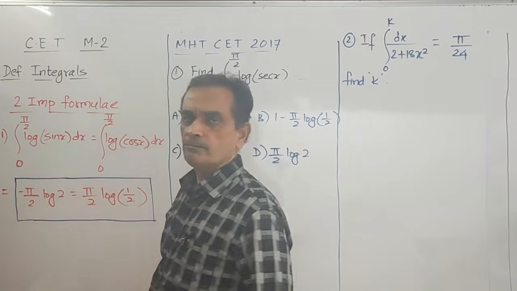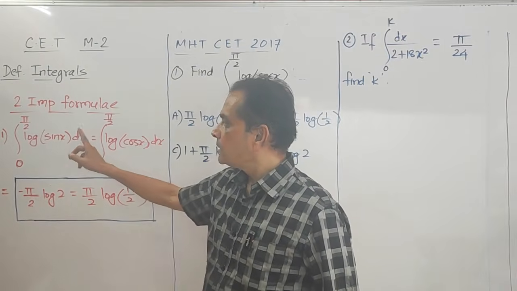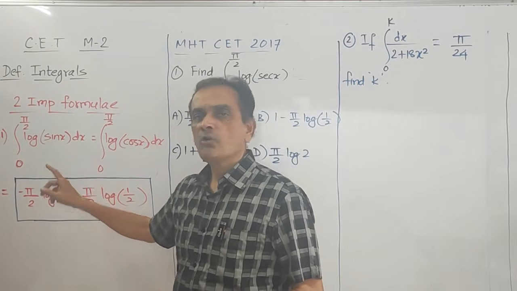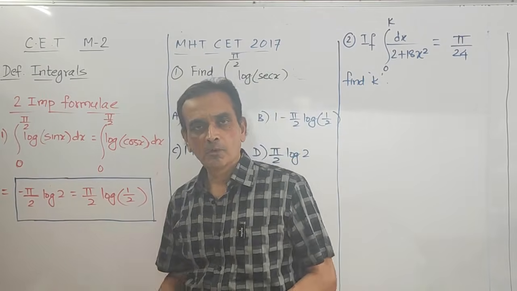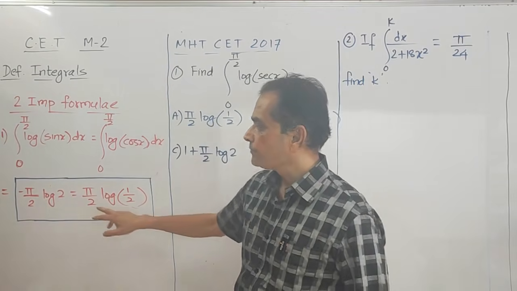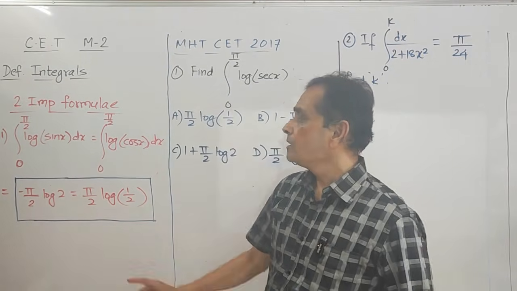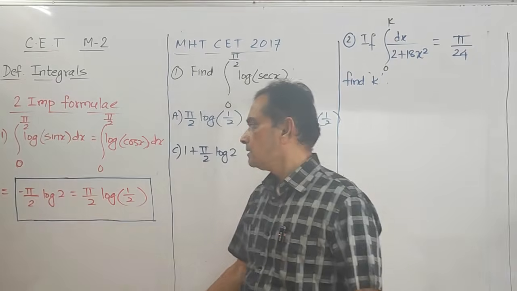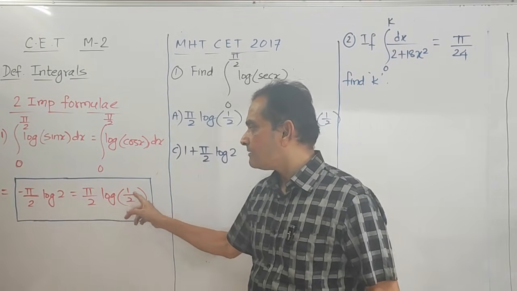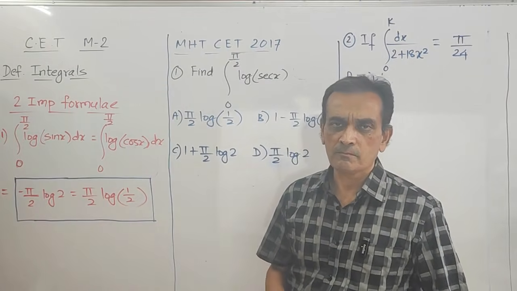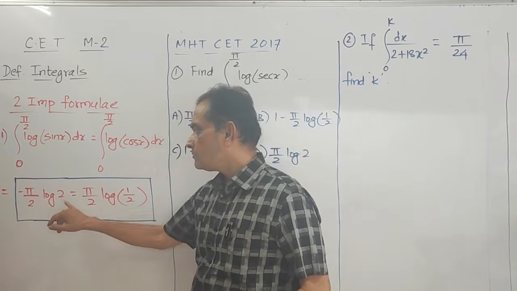Log sin x integral equal to, instead of log sin x, you can have log of cos x also, 0 to pi by 2. Both the answers are same. Minus pi by 2 log 2. Or if you remove this sign, then 2 becomes half. That is the rule of log. Just remember, if you remove this negative sign, you have to take the reciprocal.